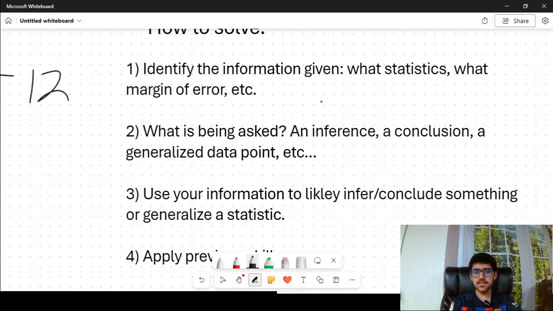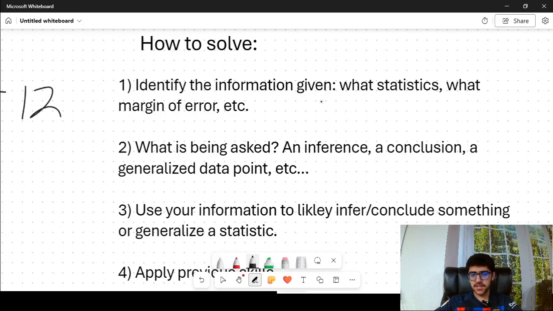So how do you solve these types of questions? First thing, identify the information given. What did they give you, statistics? Did they give you margin of error? There are a couple of questions that will give you a chart or a diagram, and you'll have to get the information from there. And what do they want from you?